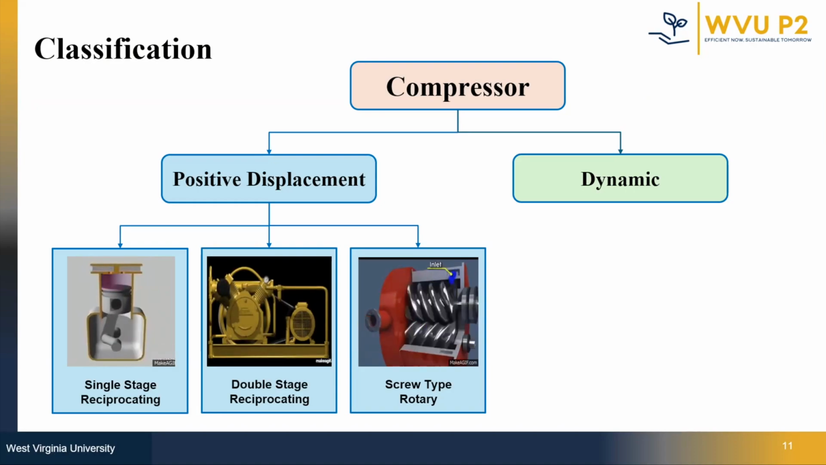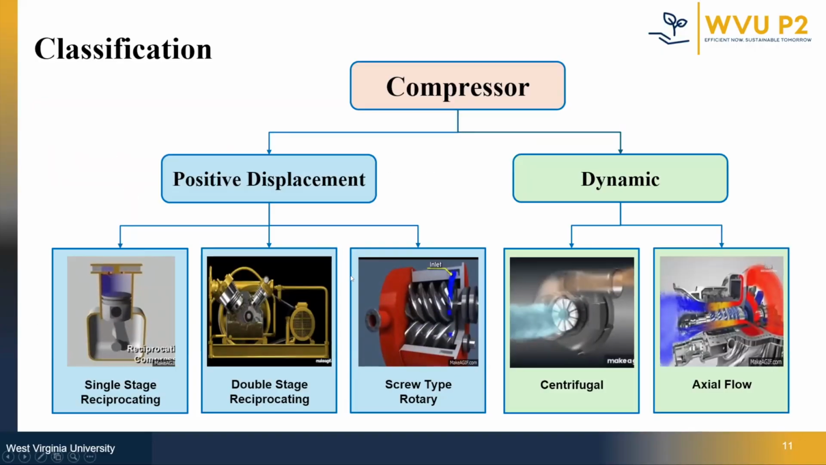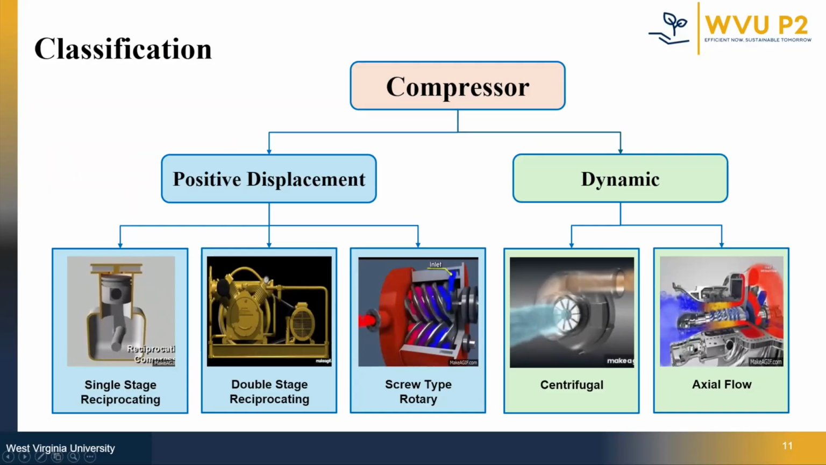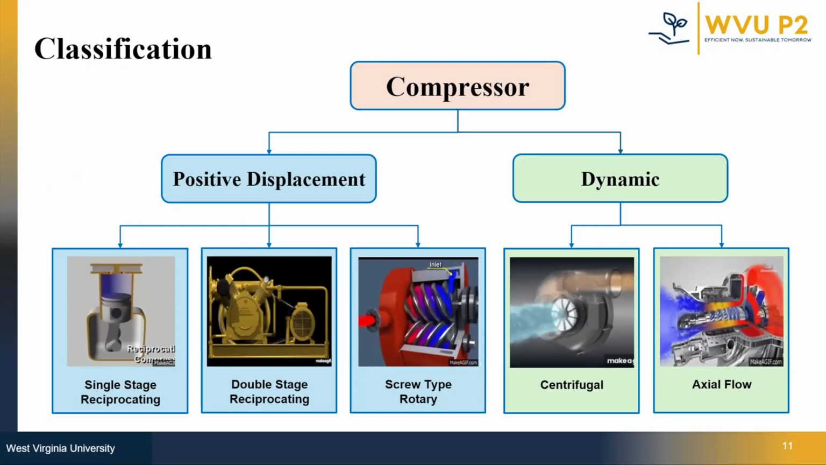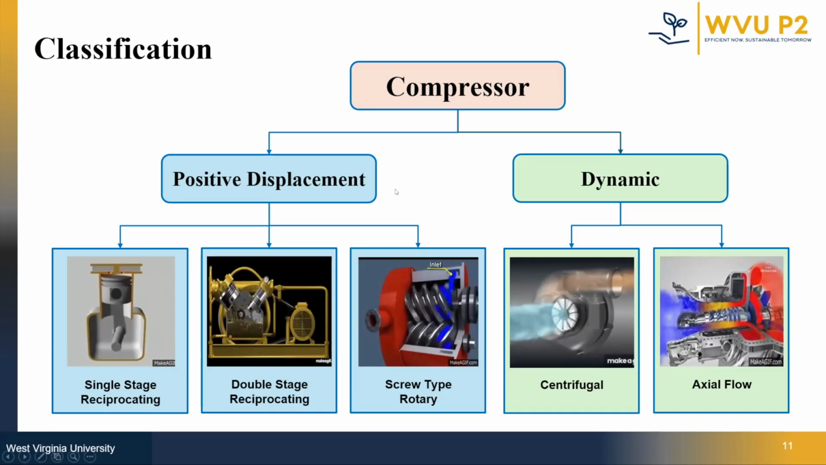The main type of dynamic compressor is a centrifugal compressor, which use a spinning impeller, and axial flow compressor, which compresses air through a multiple rows of blades.